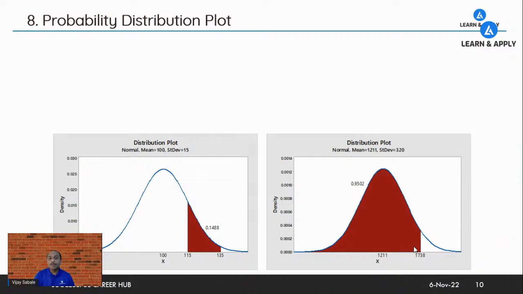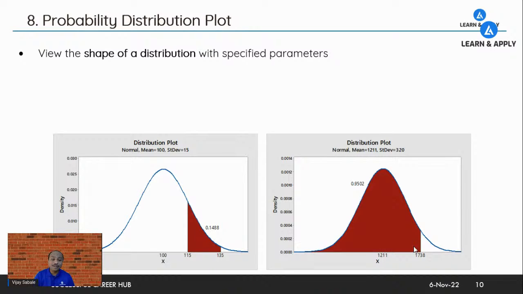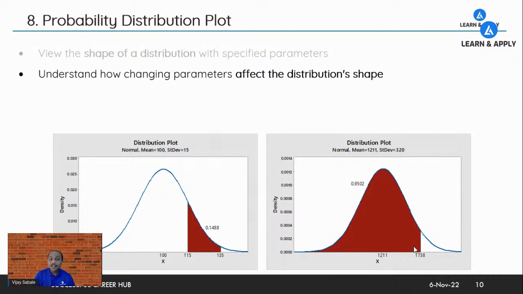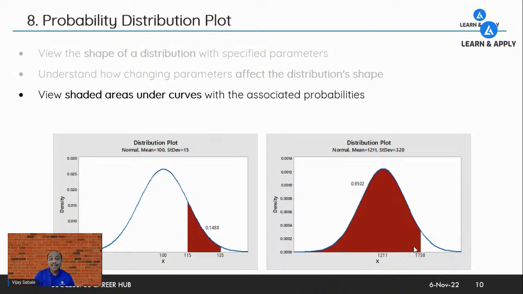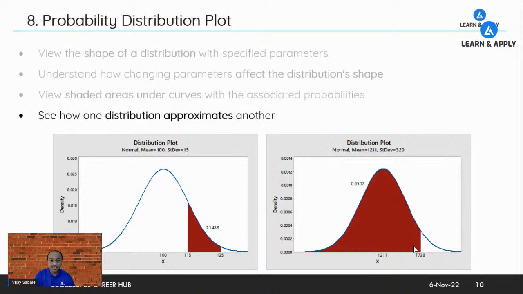The next tool is the probability distribution plot, and this is again a very powerful tool if you want to view the shape of the distribution with specified parameters. That means if you want to vary the parameters and show the impact of changing them, we can use this probability distribution plot. We can also understand how changing a parameter affects the distribution shape and view the shaded areas under the curves with the associated probabilities so that we can take more appropriate decisions. We can also compare multiple distributions by approximating one another. So in that case, the probability distribution plot is a more powerful tool.